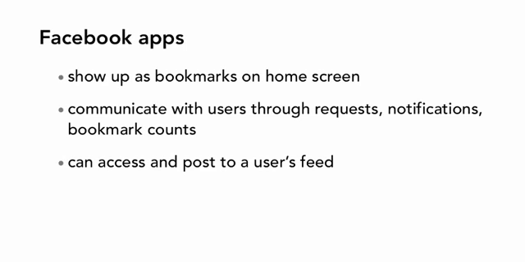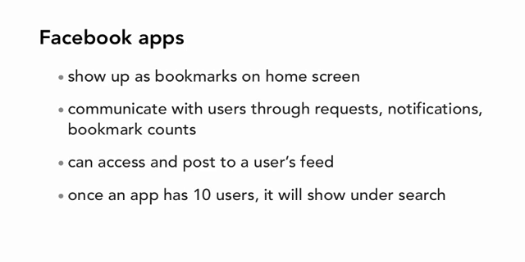Apps can also post to a user's feed as long as the user allows them. Spotify, for example, can automatically post on your feed when you play a song. Once an app reaches 10 users, it will also be searchable through the search bar at the top of Facebook. Before then, it's only available through its own Facebook URL.